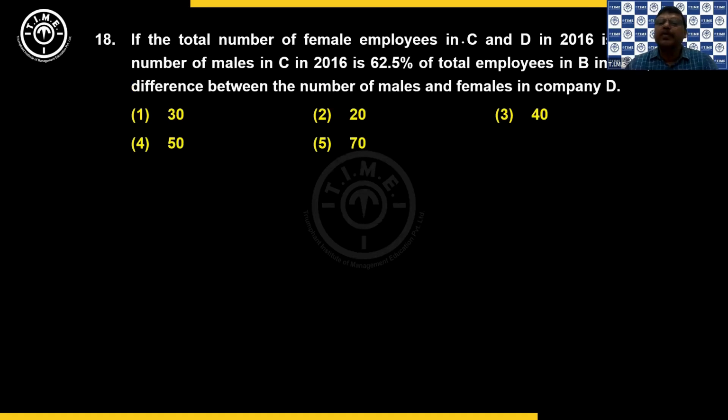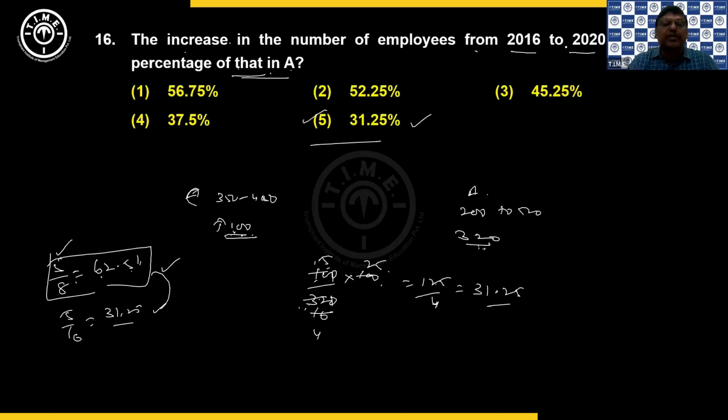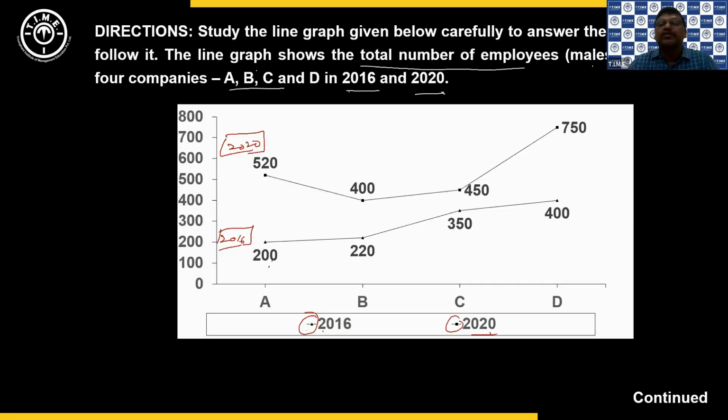If the total number of female employees in C and D in 2016 is 280, and the number of males in C in 2016 is 62.5% of the total employees in B in 2020. See, this is just trying to confuse you. Male employees in C in 2016 is 62.5%, means I can directly say 5 by 8. If you are not aware, you write 62.5 by 100 of B in 2020. What is B in 2020, please? B in 2020 is 400.